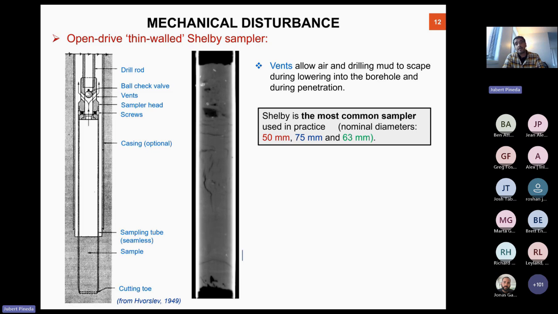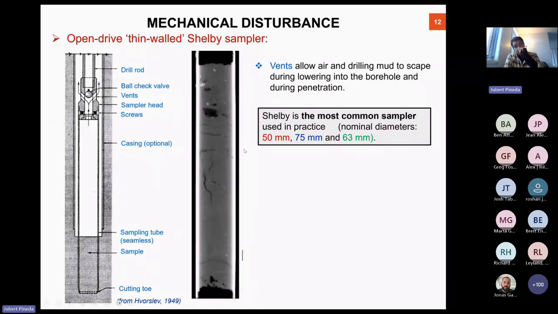So what happens with the open samplers, with the Shelby tubes, is that we have here on the left-hand side the sketch of the operational principle of that. We push the sampler into the natural ground, and there is nothing inside to prevent any entrance of mud or remolded soil into the sampler, and that's the main problem that this sampler has. And then we have some vents for all the water inside or the mud to basically flow out.